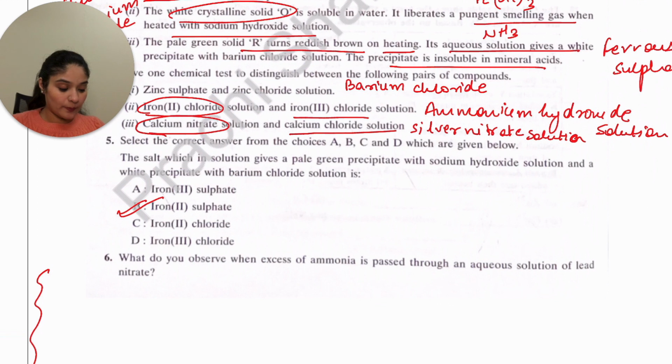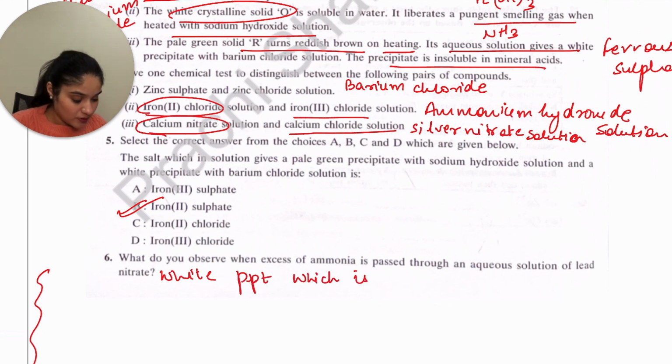What do you observe when excess of ammonia is passed through an aqueous solution of lead nitrate? Think about it. Pause the video right here if you have not solved the questions before and think about it. What will you observe when excess of ammonia is passed through an aqueous solution of lead nitrate? So, let me write it here. A white PPT appears which is insoluble in excess.